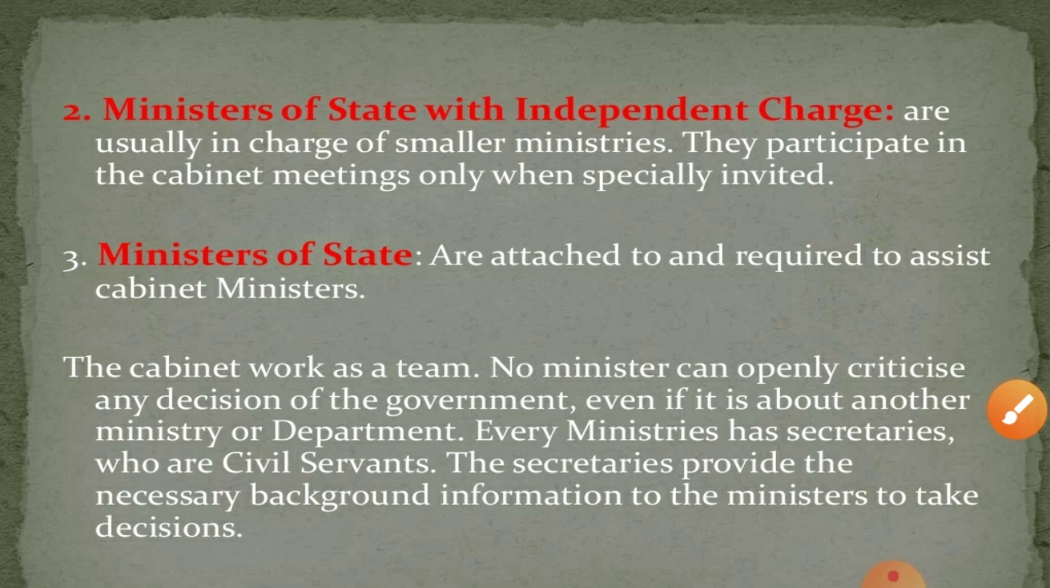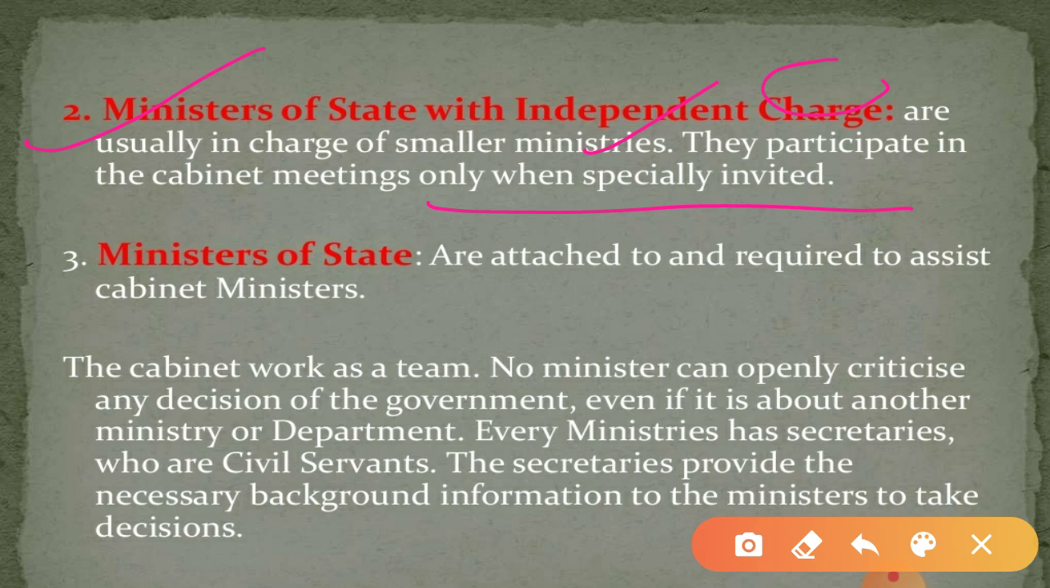Then the second kind of ministers are ministers of state. The first kind of ministers are cabinet ministers. The second kind of ministers are ministers of state with independent charge. These are usually comparatively smaller ministers. They participate in the cabinet meeting only when specially invited. Means they generally are not a part of the cabinet meetings. Only when they are invited can they take part in the working.